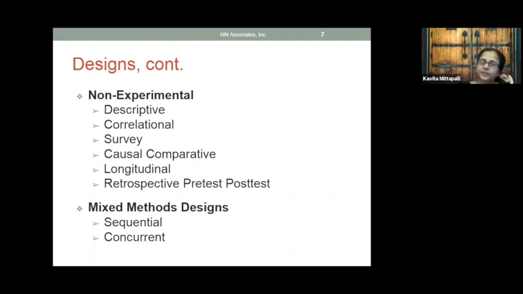Then there is the retrospective pre-test and post-test. Now, this happens quite often in training programs. For instance, you have conducted a training, but for some reason you could not do a pre-test. So after the training is done, you send them a survey saying, thinking back to before attending the session, how did you feel? And then after the session, how do you feel now?